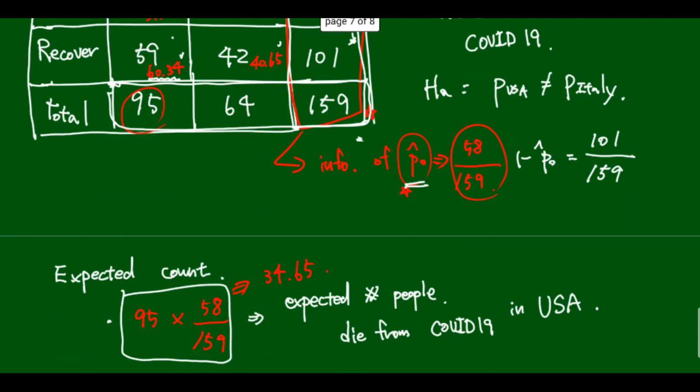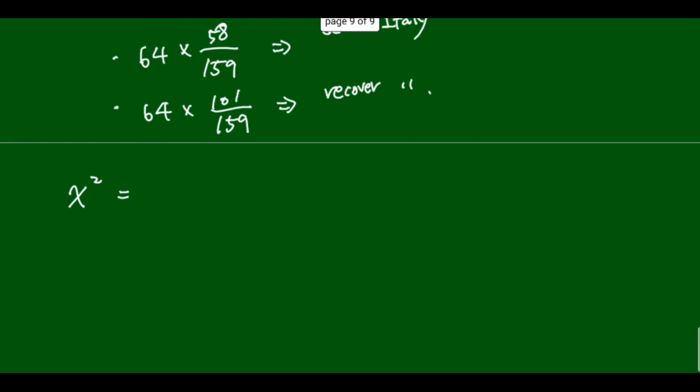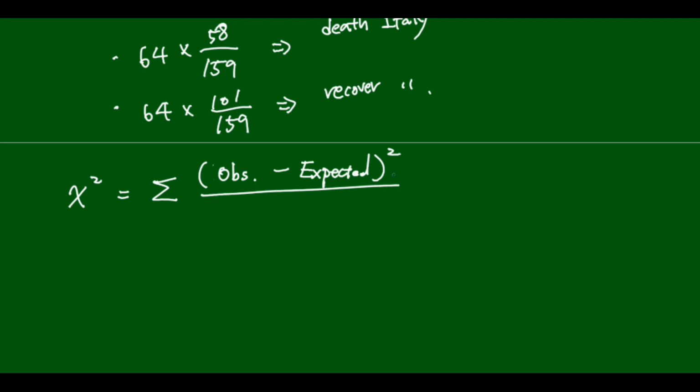So the chi-square statistic, usually written like this, chi squared with the Greek letter chi, can be calculated by the summation of observation subtract expected number, and then squared, divided by expected.